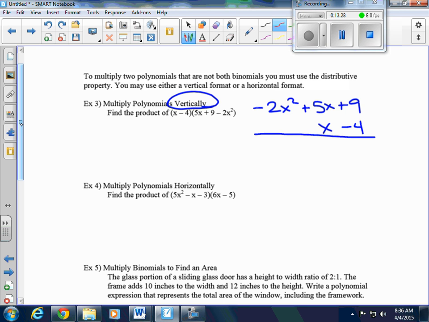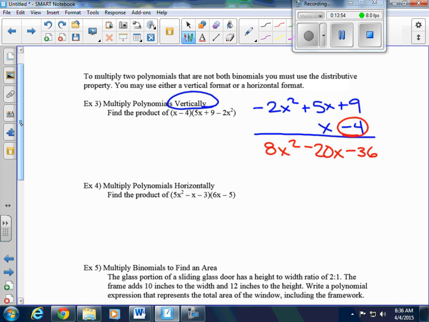And I'm going to take this negative 4. I'm going to multiply it by everything above it. Just like we always write out our multiplication, we're going to do the same thing. So 9 times negative 4 is negative 36. Negative 4 times 5x is negative 20x. Negative 4 times negative 2x squared is 8x squared.